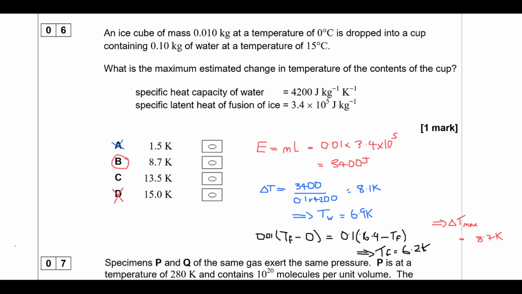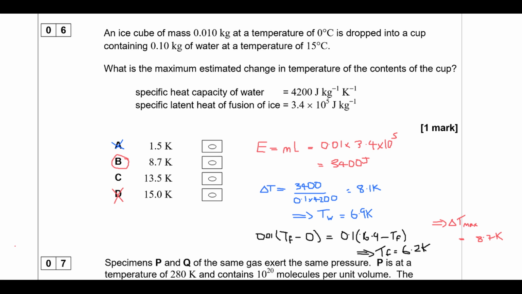So just to recap what I've done there. First I calculated the energy to melt the ice, and then we worked out what the temperature of the water would be once we've melted all of the ice. So this is why we put ice in drinks. It will cool down the rest of the stuff in order to melt the ice.